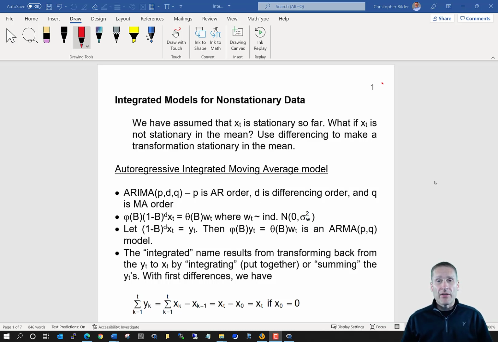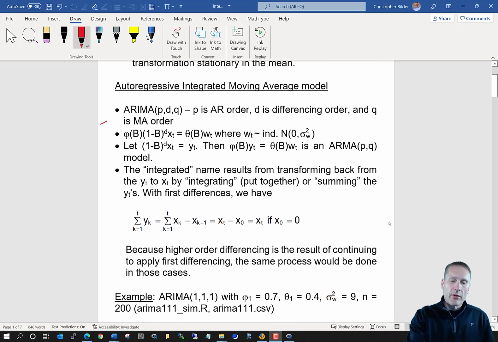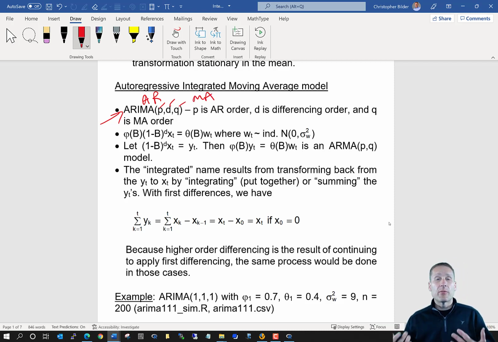Now, this differencing is closely related to the I of ARIMA, the integrated part of ARIMA, as you will soon see. So here's our full autoregressive integrated moving average model. We denote it symbolically as ARIMA(p, d, q), where we put p, the AR part of the model, q, the MA part of the model, and d is the order of the differencing.